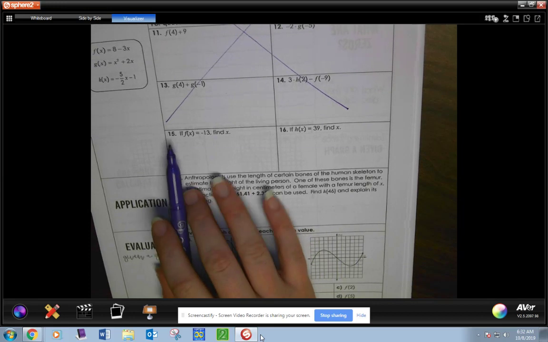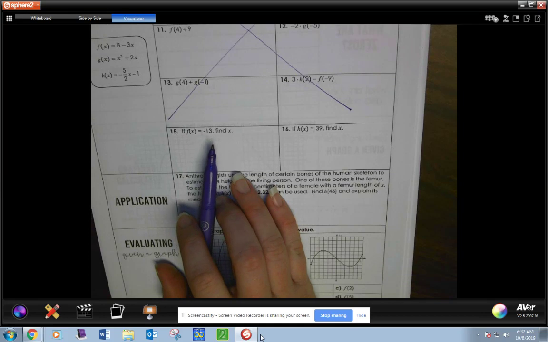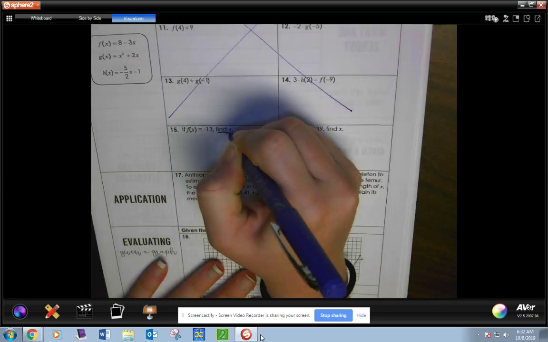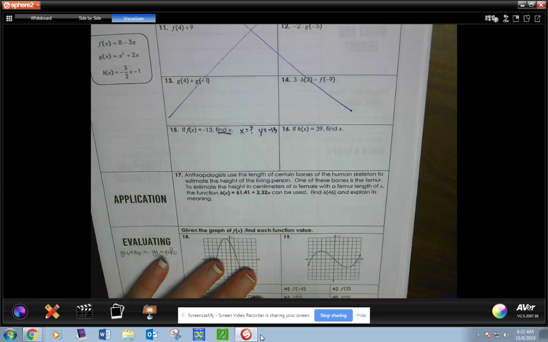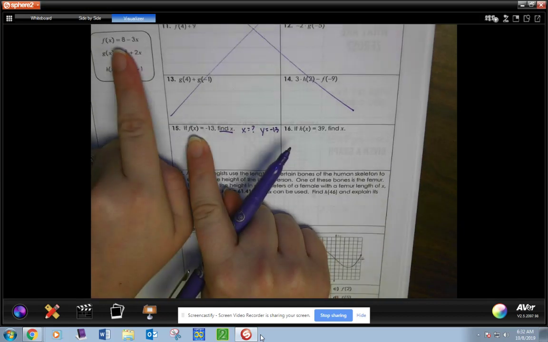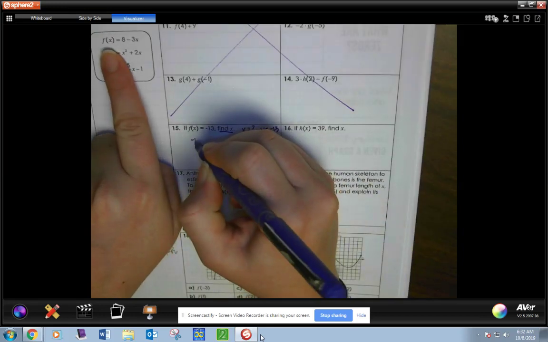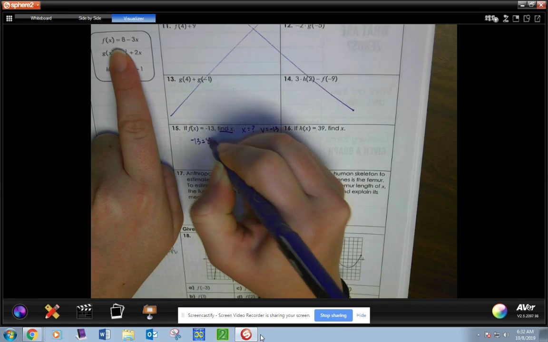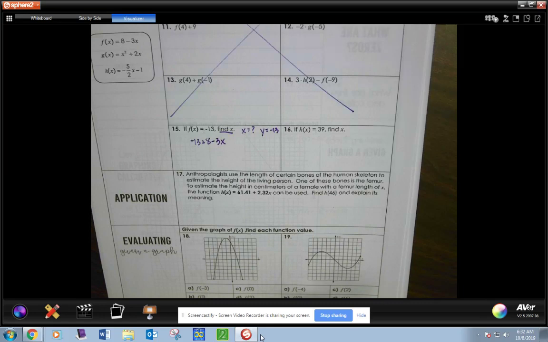So if you look at problem number 15, it says if f of x equals negative 13, find x. Okay, when it says find x, we don't know what x is, but we do know what y is. We know y is negative 13. Okay, so since we know that y is negative 13, we're going to come up over here to this f of x rule that they gave us. But instead of writing f of x, we're going to write negative 13 equals, and we're going to do 8 minus 3x. So I'm going to leave the x alone because it says to find x.